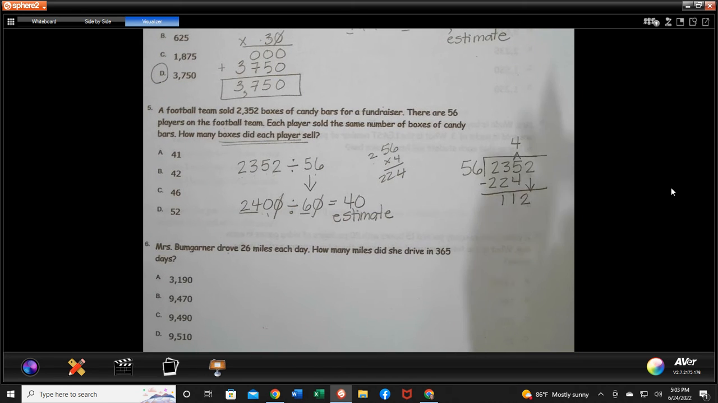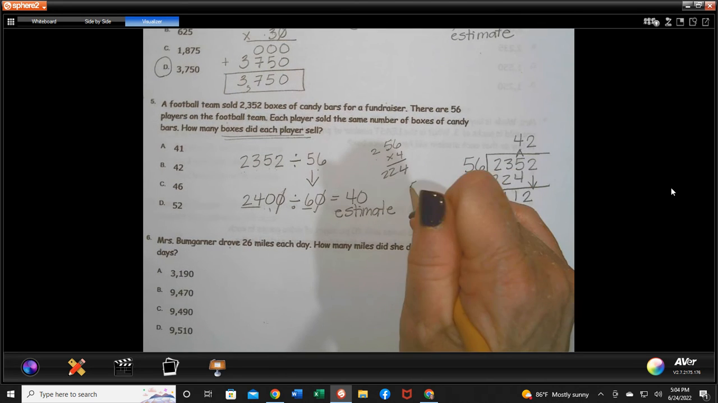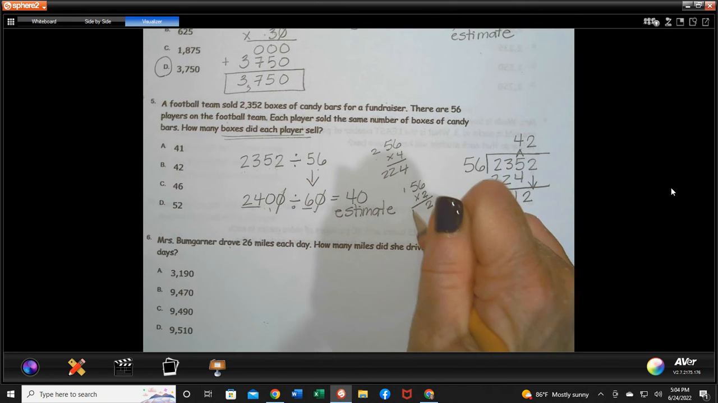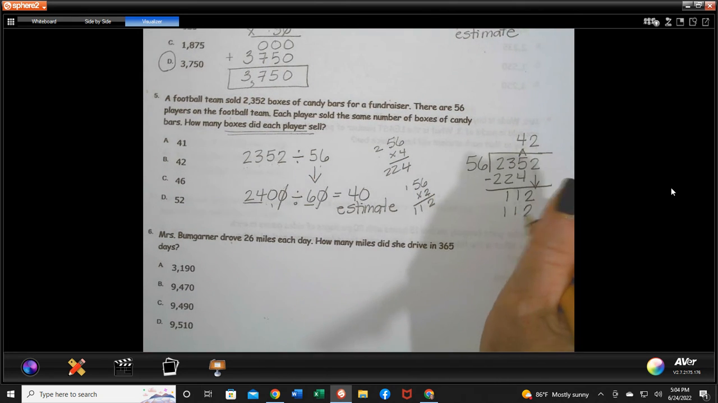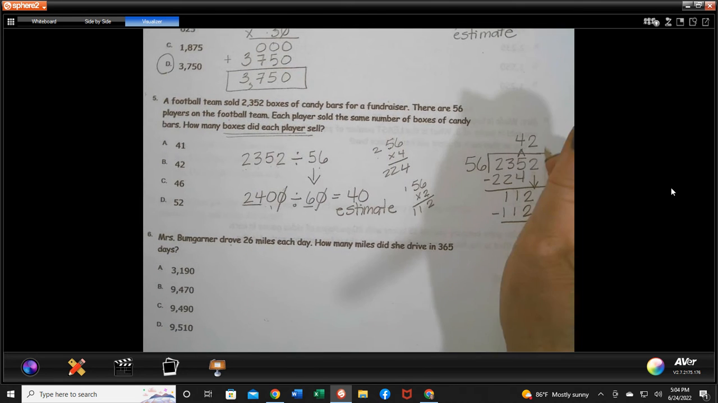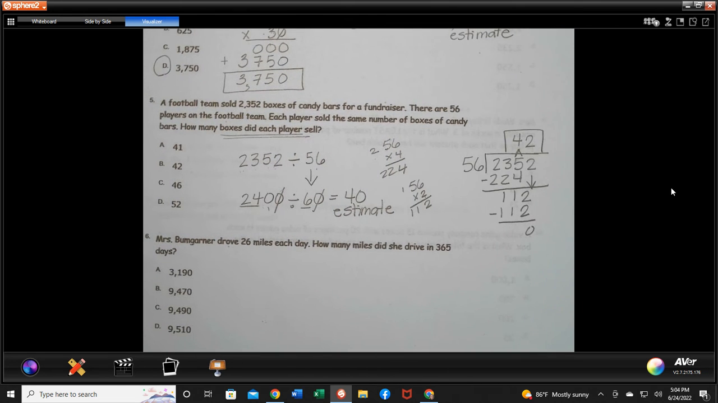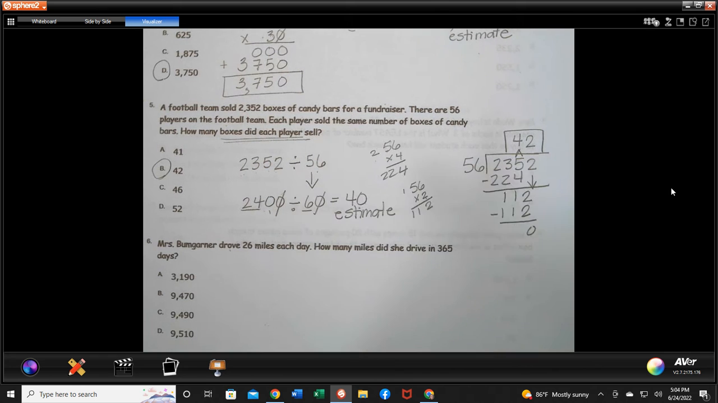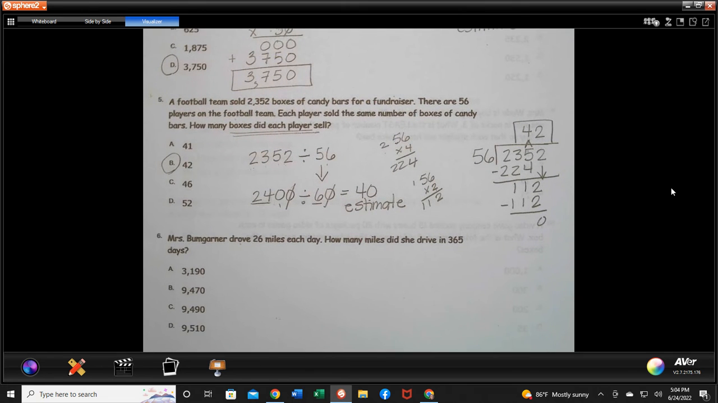All right, so I know that 50 times 2 is 100. So I'm going to try 2 times 56. 2 times 6 is 12. 2 times 5 is 10 plus 1 more. Look at that. Perfect. So I get 42. All right. 42 boxes of candy per player. My answer is right here at B. It's very close to my estimate. My estimate helped me place that first digit. All right. So don't cheat yourself out of that estimate.